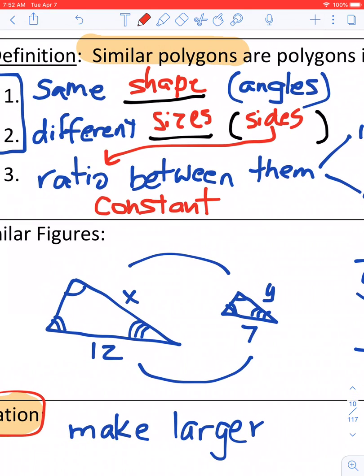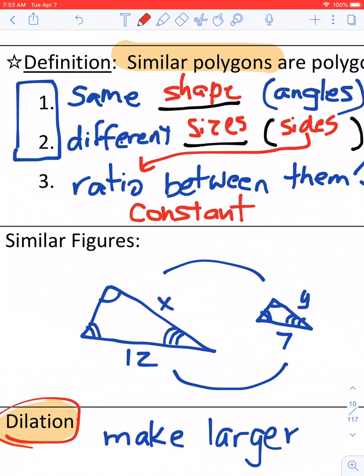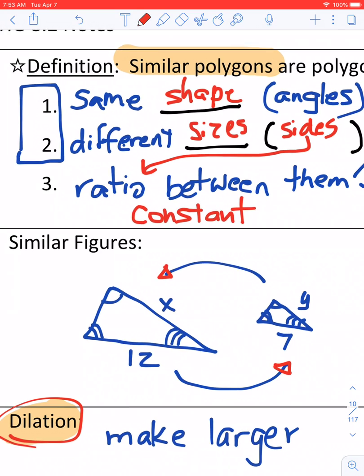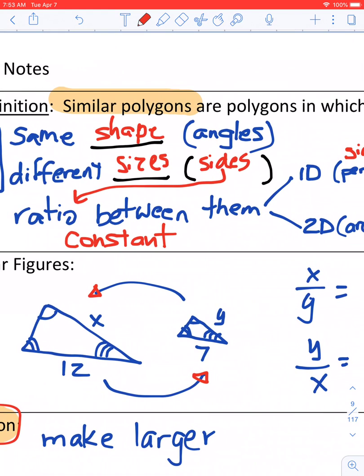Look at two triangles here that are similar, declared similar, and we can see that the angles are all the same. Then we need to think about, is the similarity going this direction or is the similarity going this direction? Because our ratio could be expressed two different ways. It could be expressed as x over y or y over x.